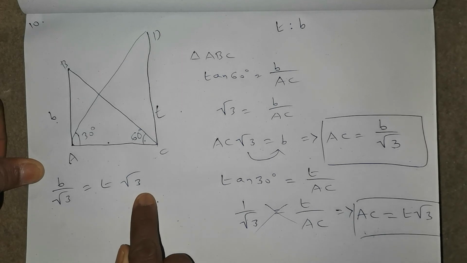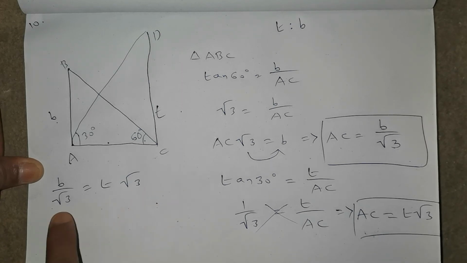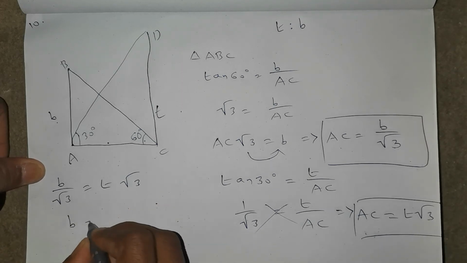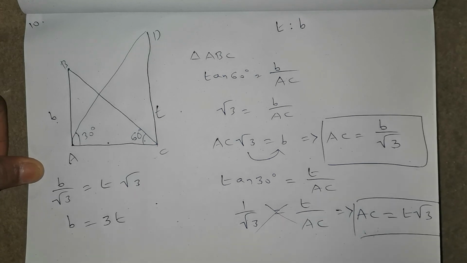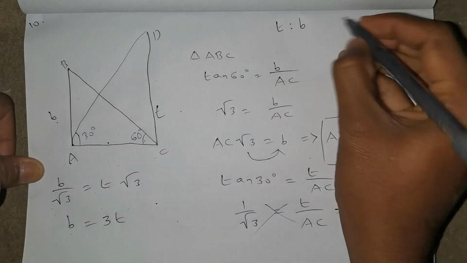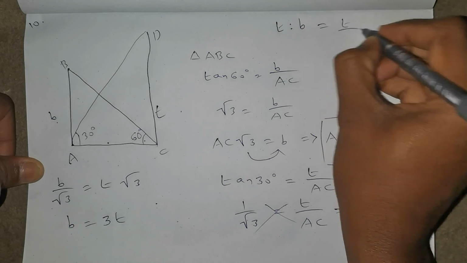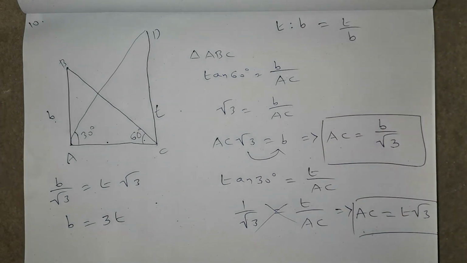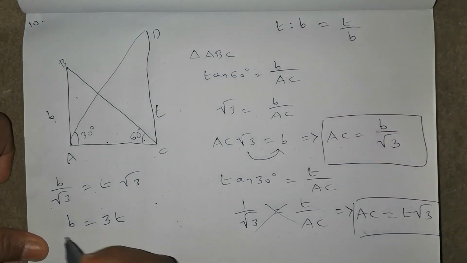I will take this root 3 to the right side, then it will become multiplication. Root 3 into root 3 is 3. So B is equal to 3T. Here we want T is to B. This T is to B is nothing but T by B. So it means this only B is there. That B I will write as 1 into B, because 1 into B is the same as B.